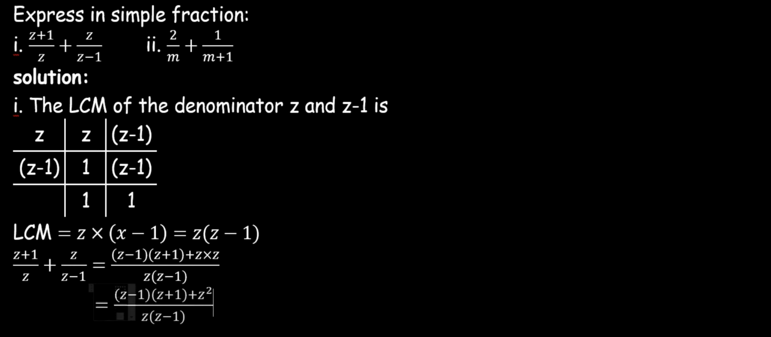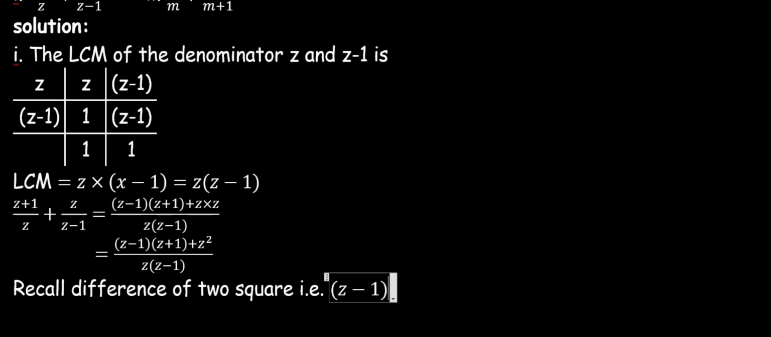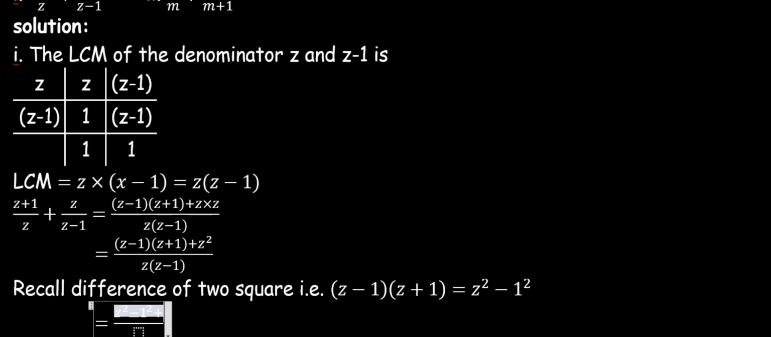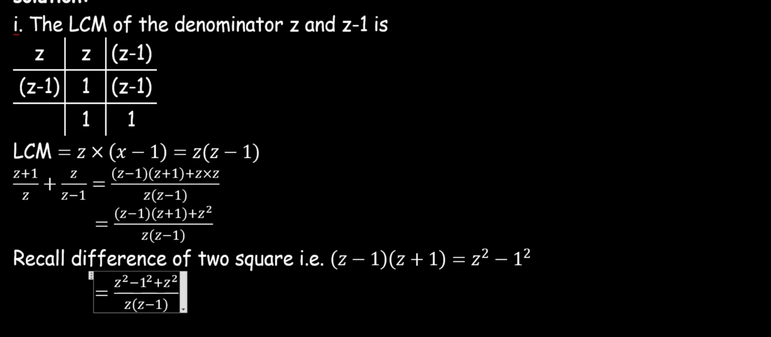plus z squared. And that will give us, based on the difference of two squares, (z minus 1) into (z plus 1) equals z squared minus 1 squared. And introducing that into our result in the numerator, we now have z squared minus 1 squared plus z squared divided by z into (z minus 1). Our result will be 2z squared minus 1 divided by z into (z minus 1), knowing that 1 squared is the same thing as 1.